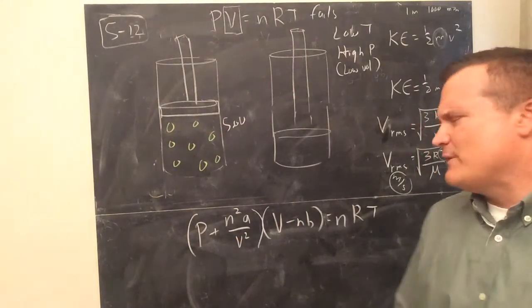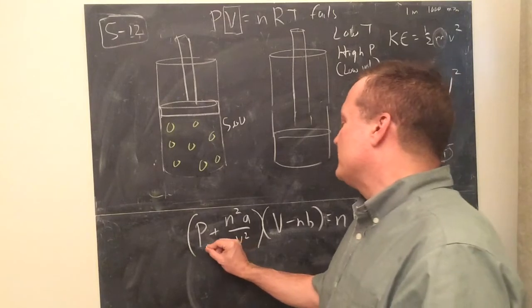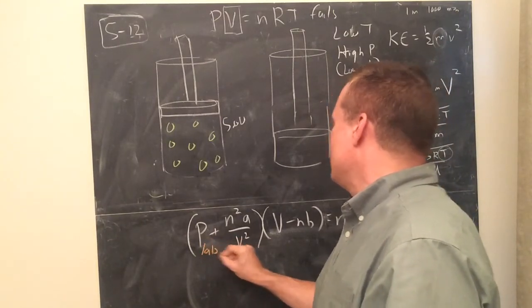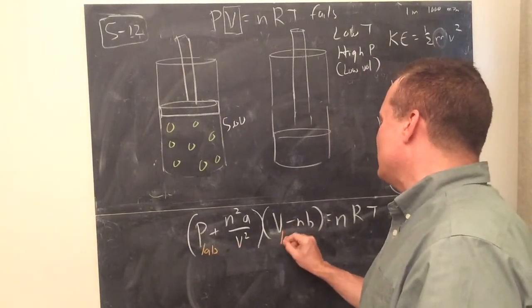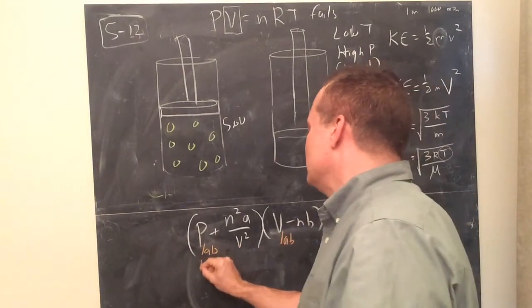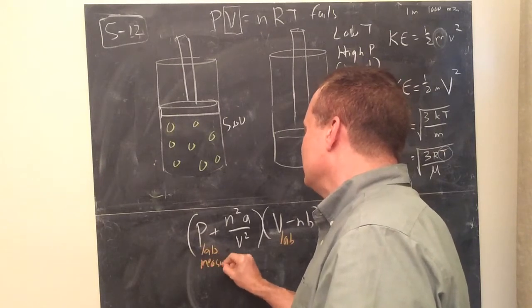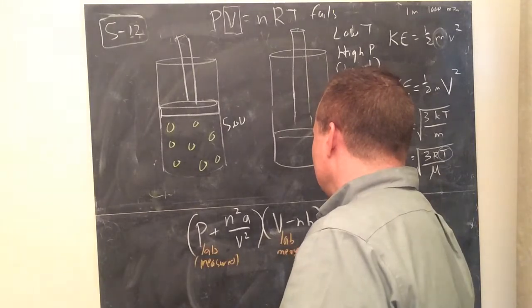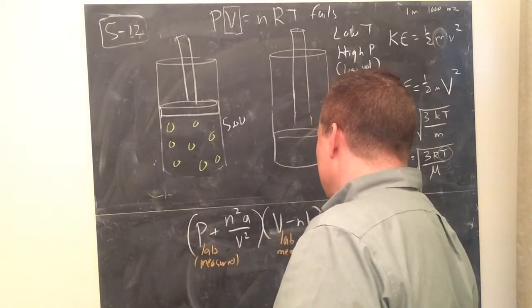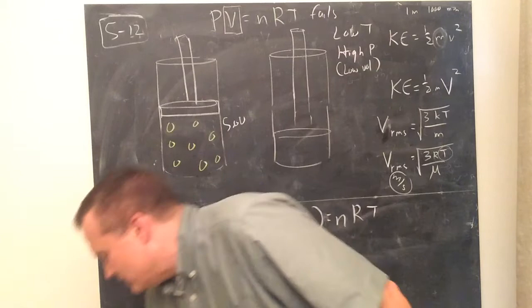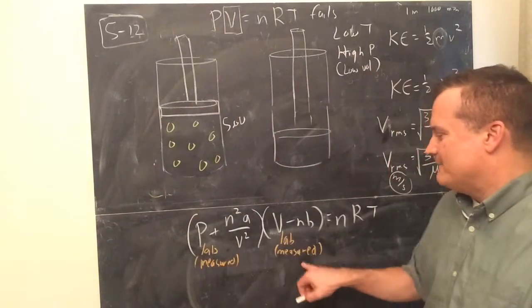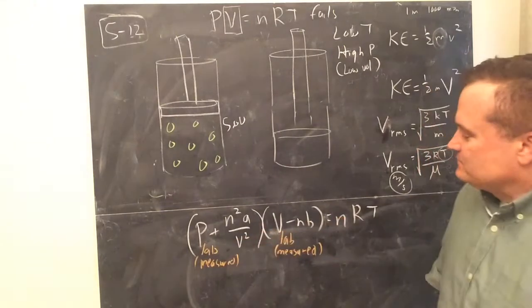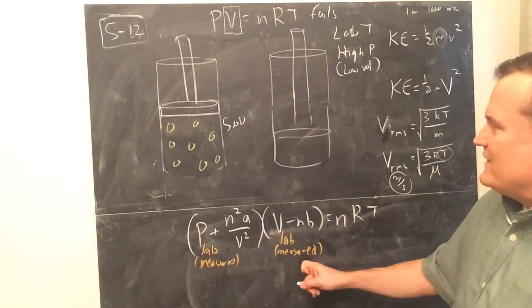So here's what might be useful. I'm going to put the pressure that we see in the lab and the volume that we measure in the lab. Lab measured. Okay, lab measured. So here's the deal. This will make sense in a minute if you see the words lab measured under P and under V. First of all, we'll go with the volume because that's the easier one to get.